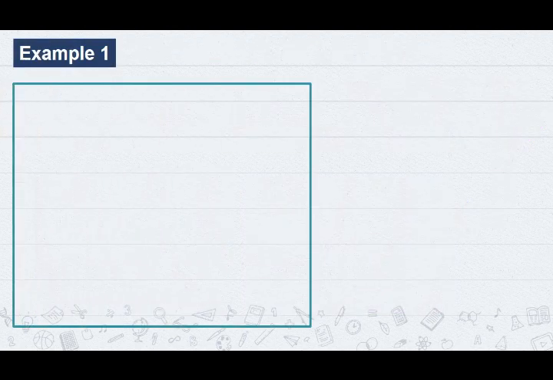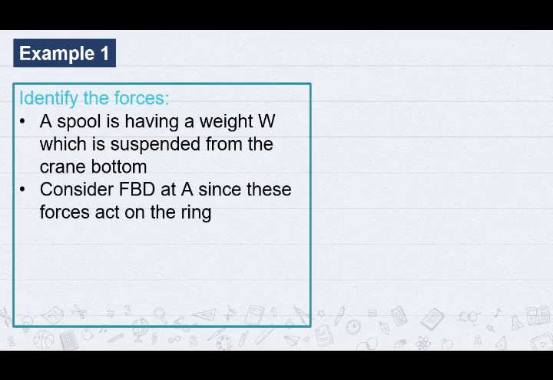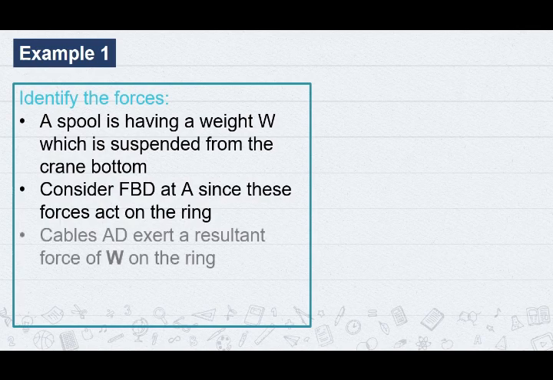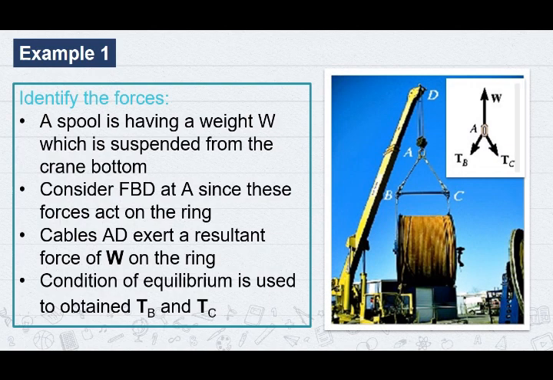Example 1. Identify the forces. A spool having a weight of W is suspended from the crane boom. Consider the FBD at A since these forces act on the ring. Cable AD exerts a resultant force of W on the ring. Condition of equilibrium is used to obtain TB and TC. You can look at the screen.